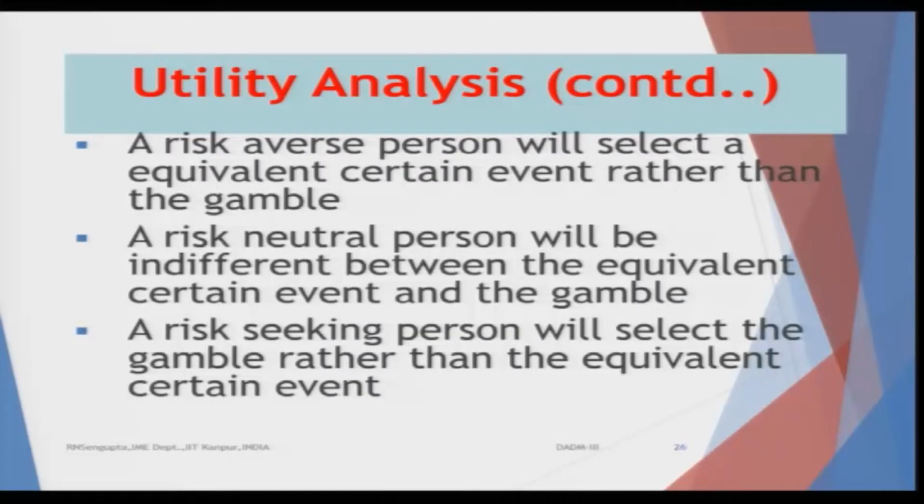Now, to give some concept of why the utility function and certainty value are important: a risk averse person will select an equivalent certainty event rather than the gamble, because he wants to make sure that he does not lose anything. A risk neutral person would be indifferent between the certainty value and the gamble, while a risk seeking person would select the gamble rather than the certainty value, because one of the arms would give a higher return. So, the risk loving person thinks that in the long run there is a chance that he or she will win, and takes a decision which satisfies his or her risk criteria.